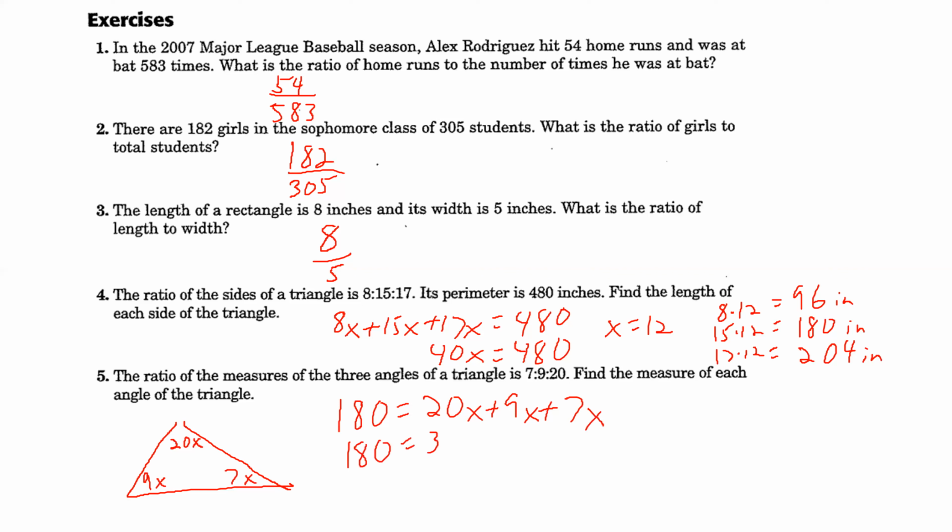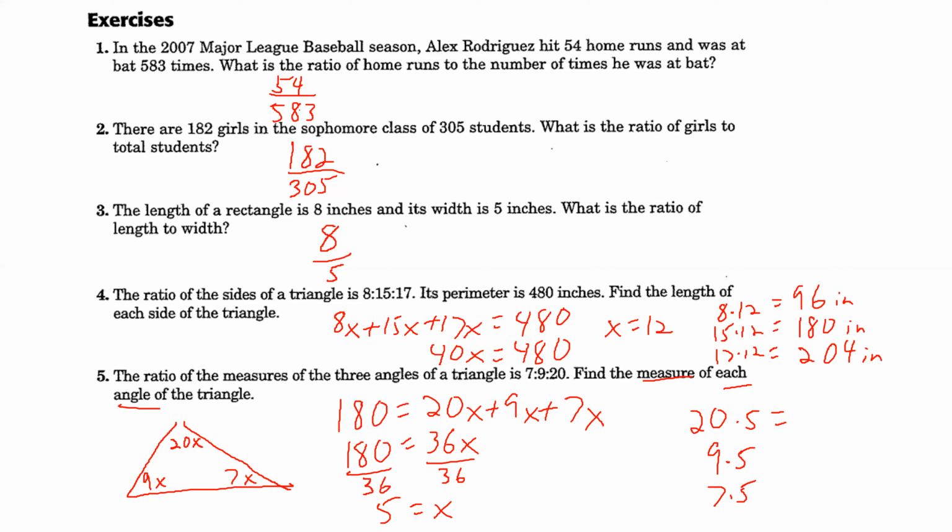Add them all up and you get 36x. How do you get x by itself? Divide. When we divide by 36, x is 5. Again, that's not our final answer because they want the measure of each angle, right? So we have to plug it back in. Instead of 20x, we're now going to say 20 times 5. We're going to say 9 times 5. And we're going to say 7 times 5.